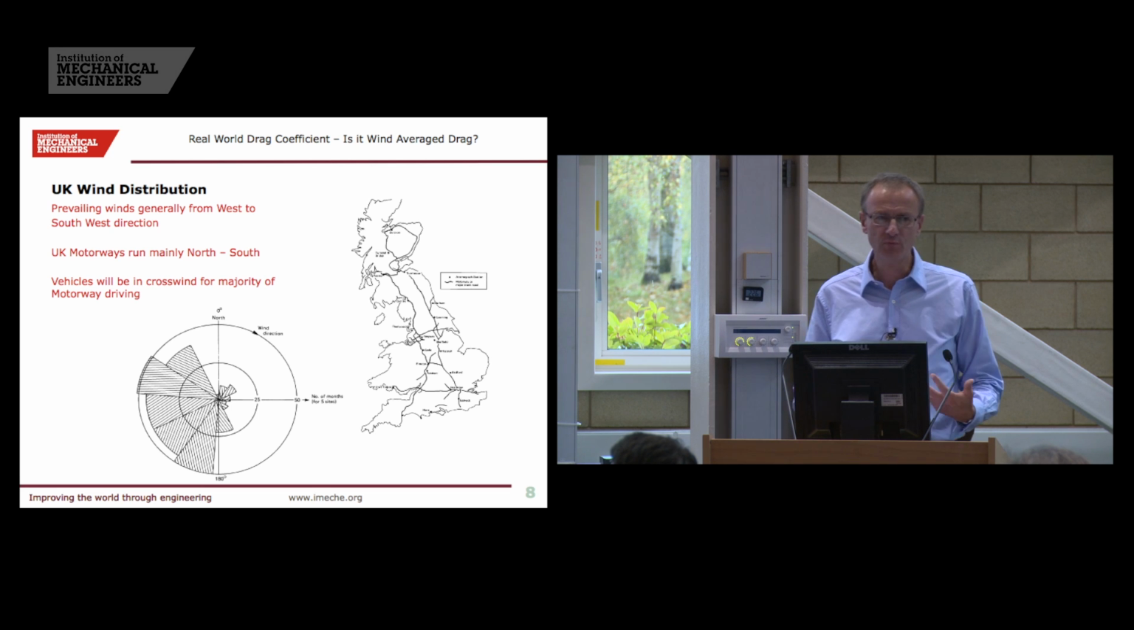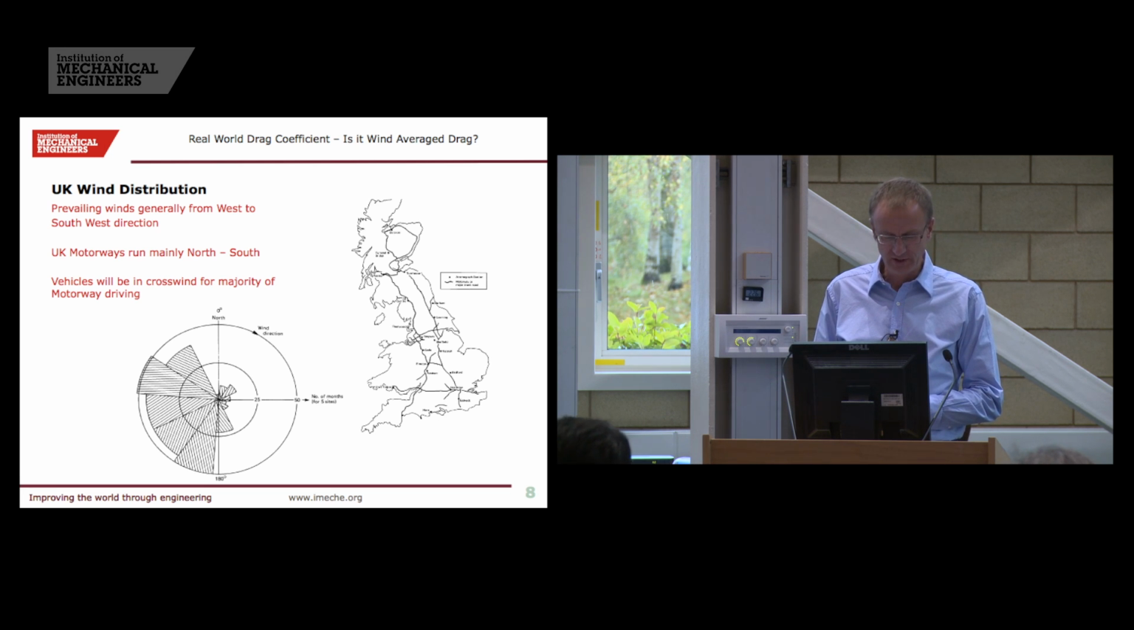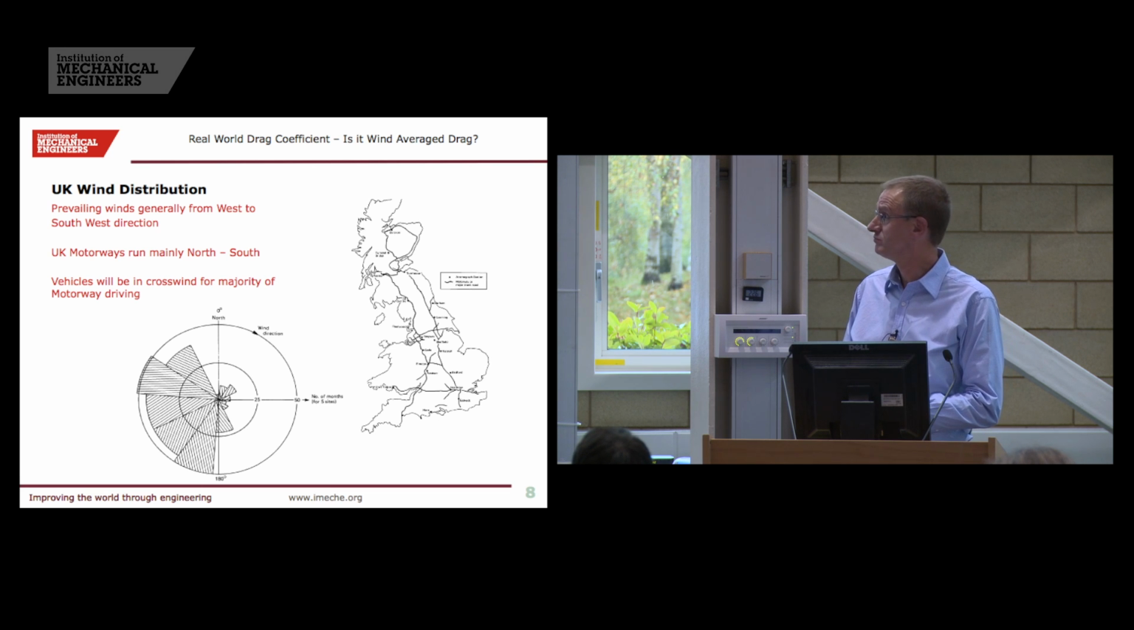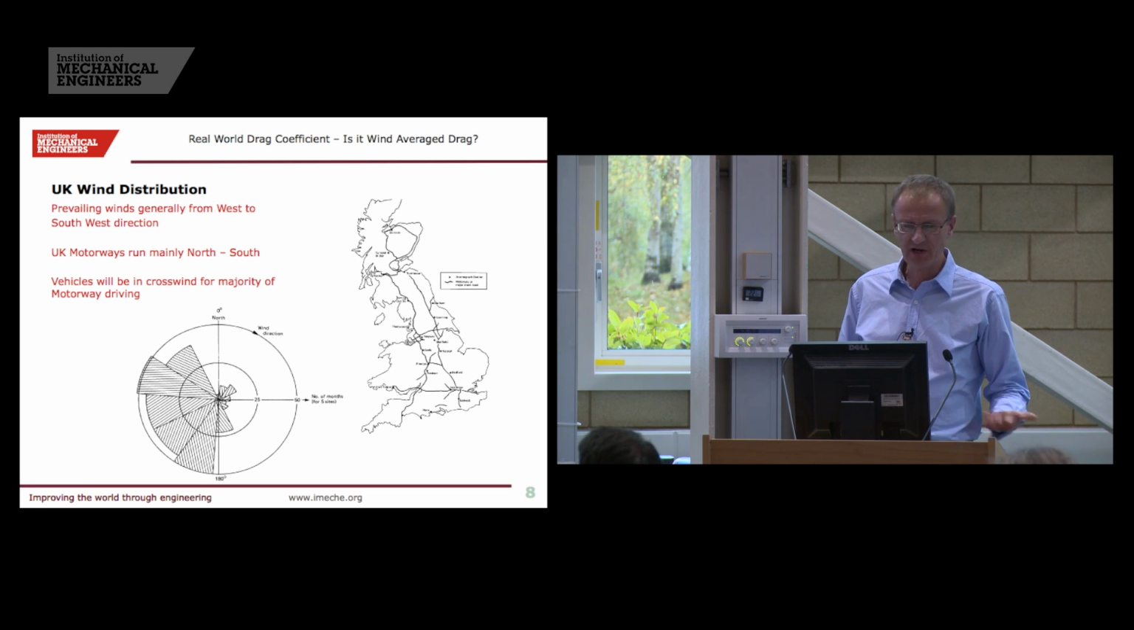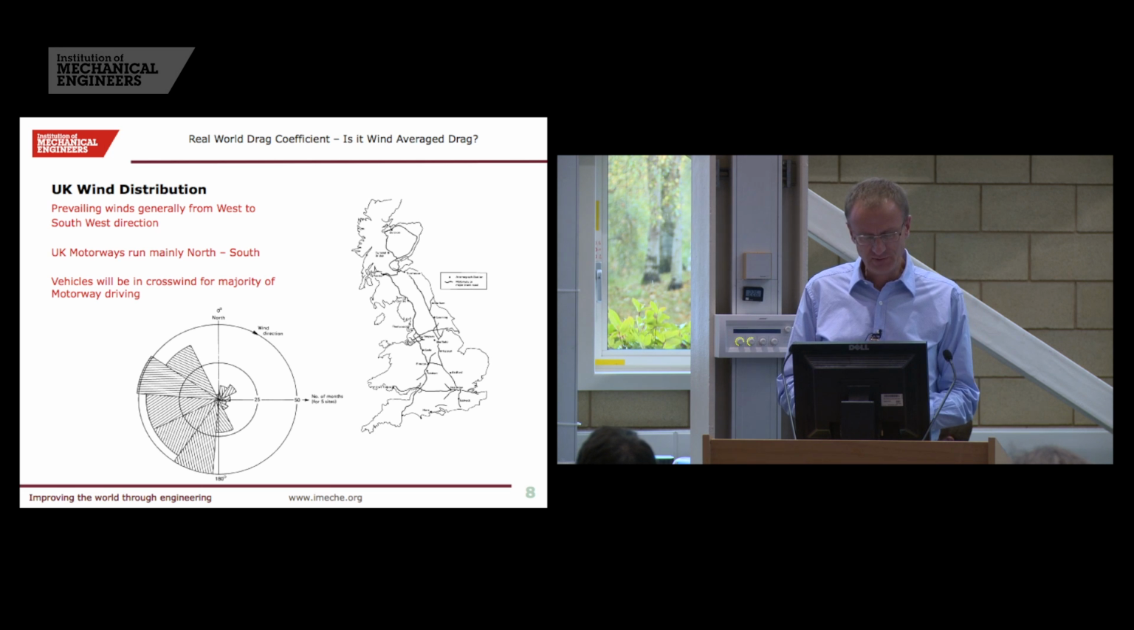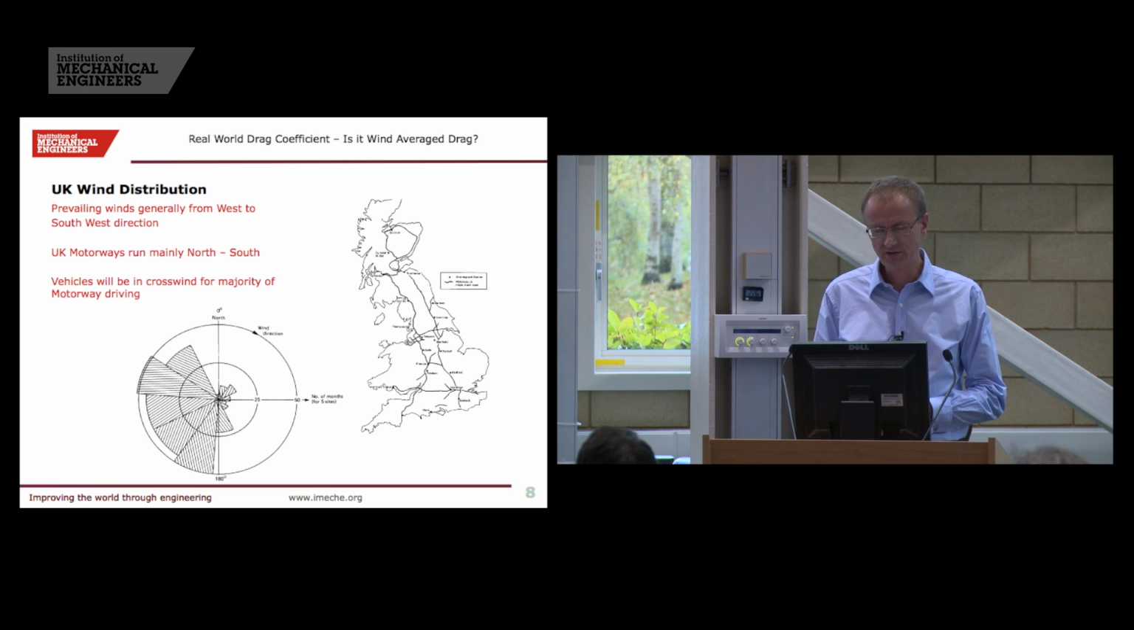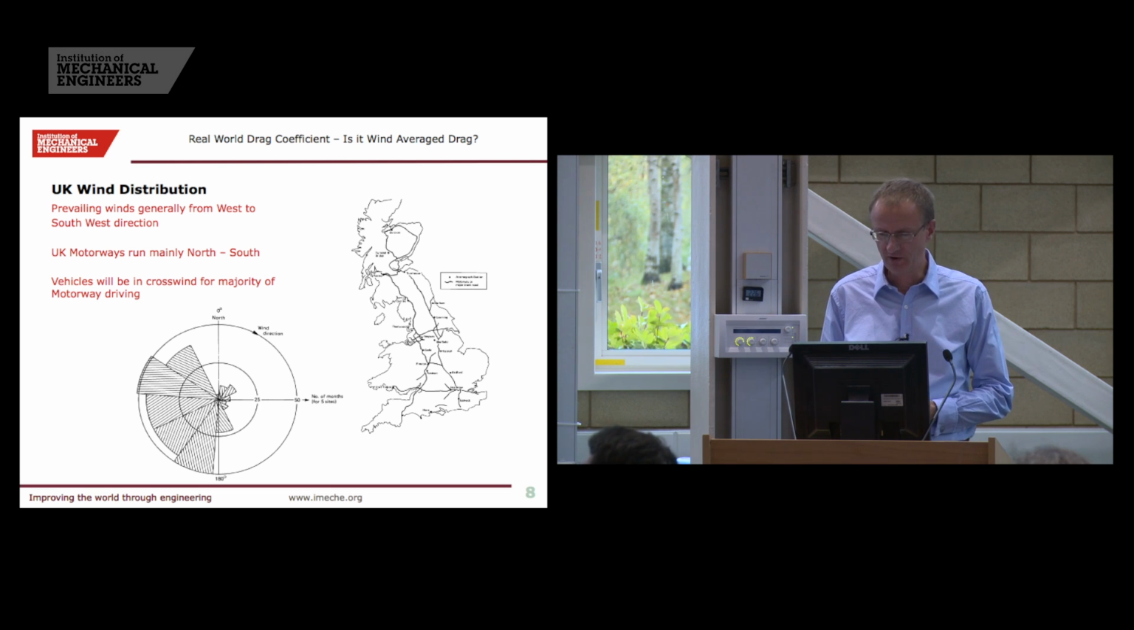So I just want to touch on what the wind distribution in the UK is, and this actually applies really to the rest of Europe. In the UK and most of mainland Europe, the motorways run from north to south. And the prevailing winds tend to be in the south to west quadrant, which therefore means that vehicles are predominantly being driven in a crosswind environment.